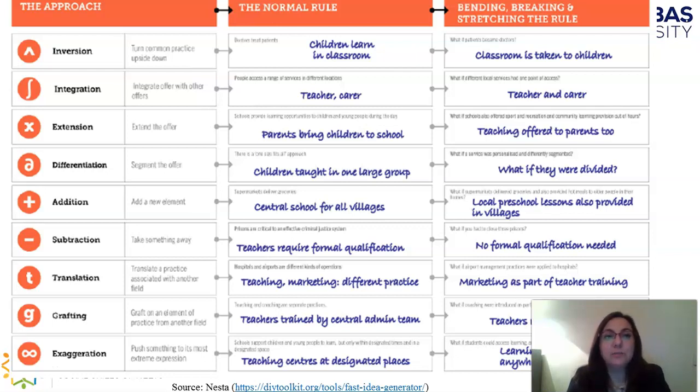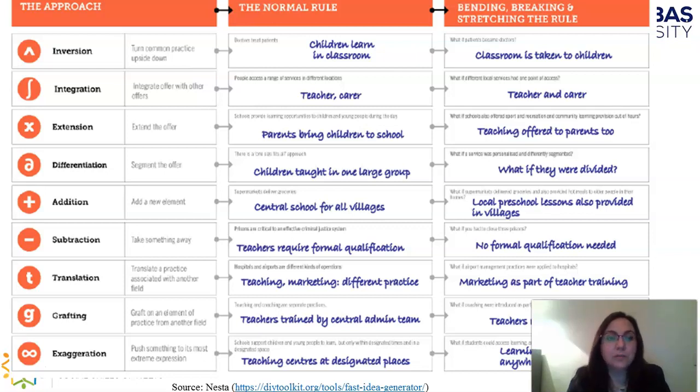Using the integration approach, the normal rule is that teacher and carer are two separate things, but if you integrate them, the teacher and carer can be together, so the teacher can also take care of the school and other routines or operations in the school. So one person can be enough in that small school branches.